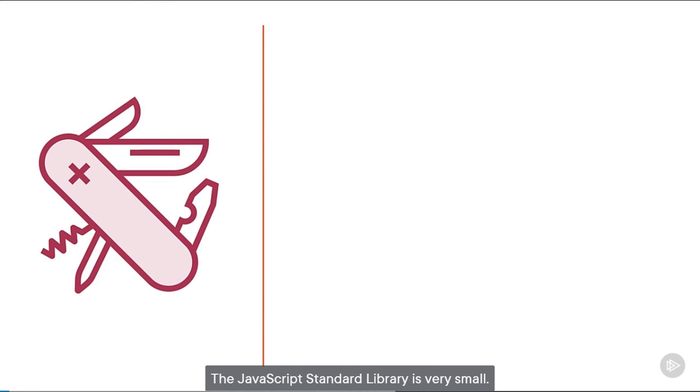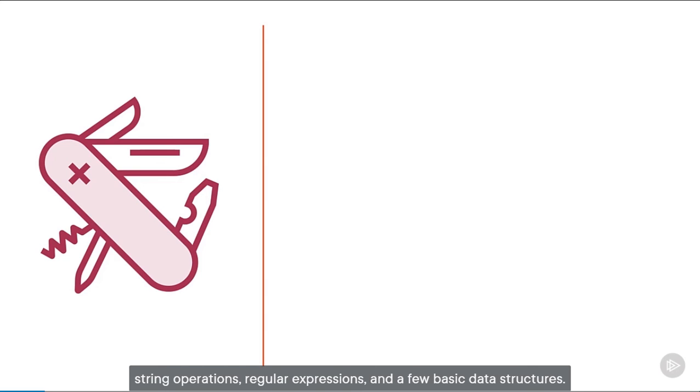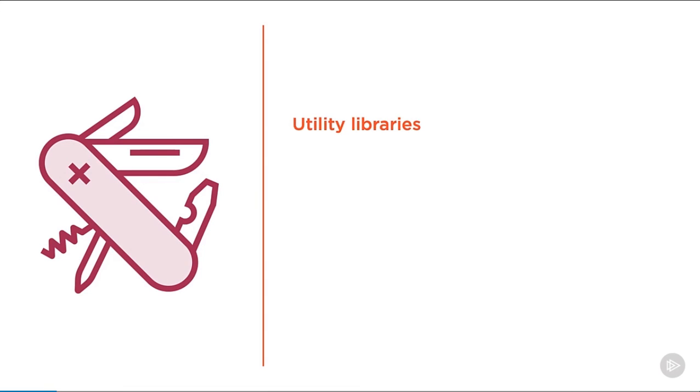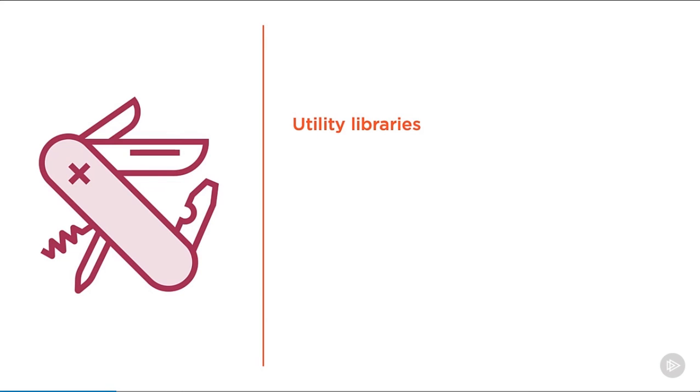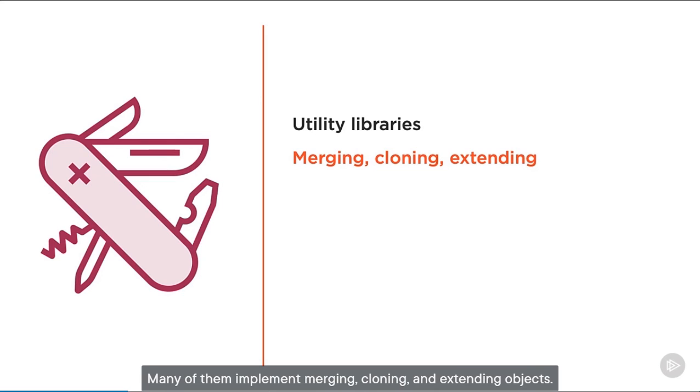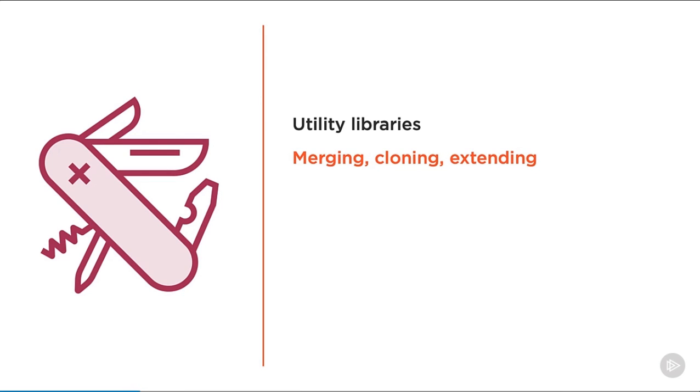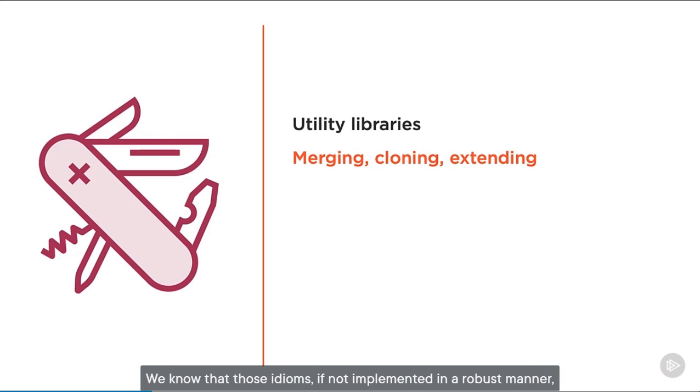The JavaScript standard library is very small. It provides basic functionality such as mathematical operations, string operations, regular expressions, and a few basic data structures. This resulted in a rich ecosystem of JavaScript libraries and frameworks developed over the years. Some are very comprehensive and provide very rich APIs. Some are small and focused on doing one task well. Many of them implement merging, cloning, and extending objects. We know that those idioms, if not implemented in a robust manner, may contain security vulnerabilities, including prototype pollution.